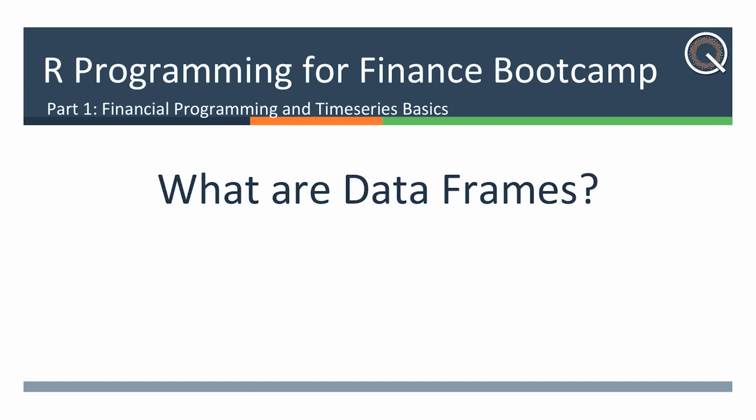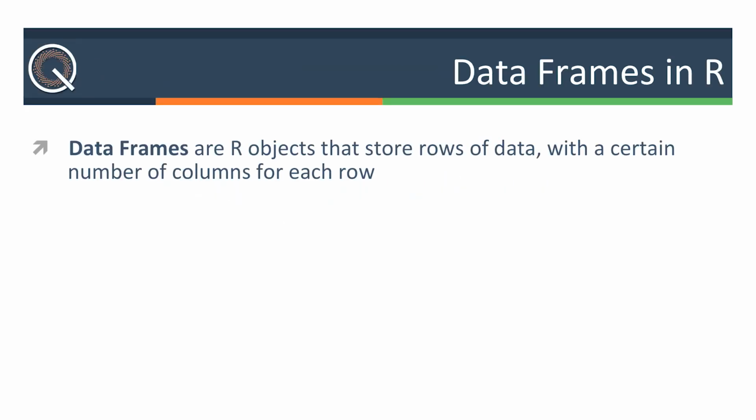All right, so what is a data frame and how are they useful in R? Well, data frames are R objects. They store rows of data with a certain number of columns for each row. So let's say we've got an object, let's say we're working with Apple's stock price over time. So we could have a data frame of prices, and maybe you've got different kinds of prices. You've got your open price, your low, your high, your close, your adjusted close. Maybe you've even got volume in there.